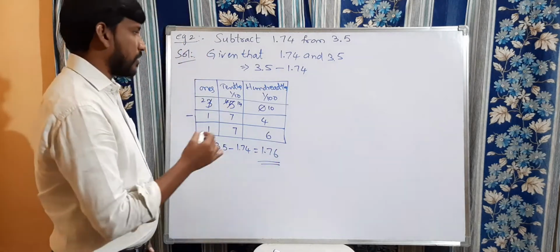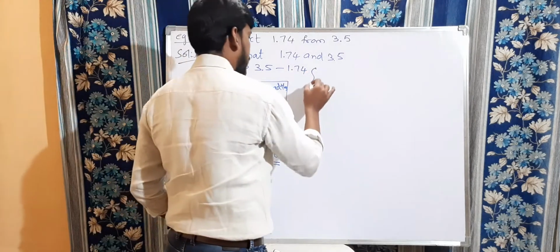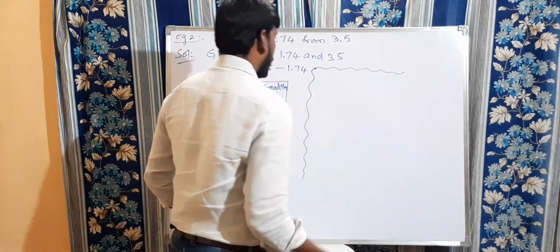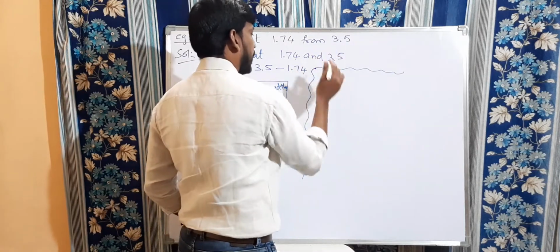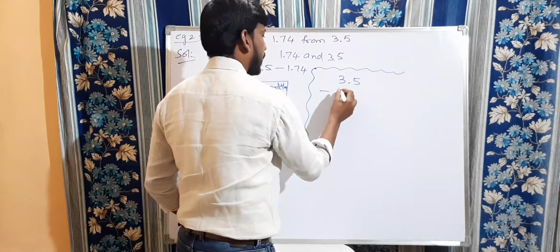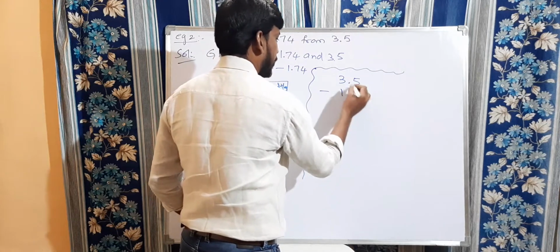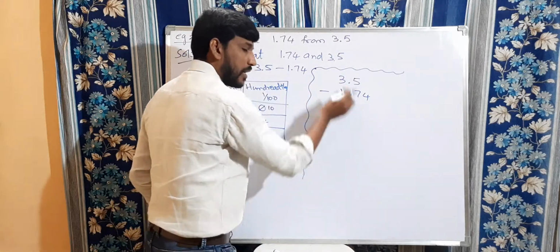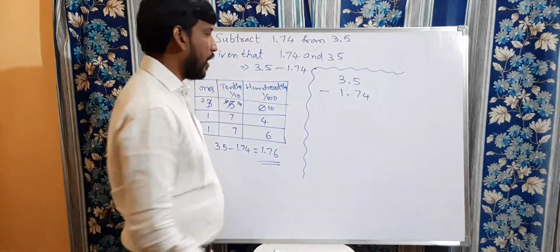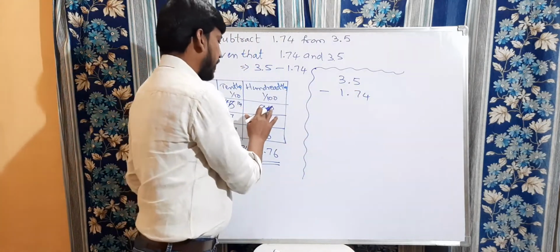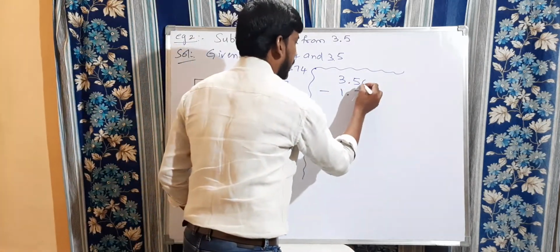Clear? The same question we need to do by using column method. So first we should write the greater value 3.5, minus 1.74. See this here? The decimal numbers should be in a line only, in a straight line. It is an order. Now here nothing is there. There is no 100th place. Here we kept 0. The same 0 we need to write here.